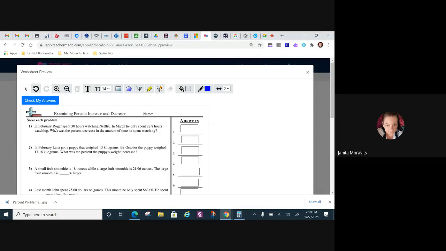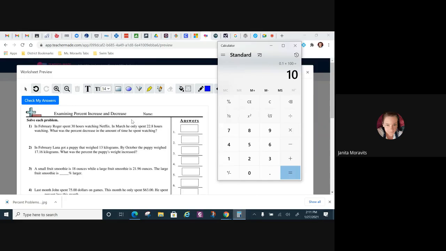Let's read through number 1. It says, in February, Roger spent 30 hours watching Netflix. In March, he only spent 22.8 hours watching. What was the percent decrease in the amount of time he spent watching? Well, they're telling you it's a decrease there. But he spent 30 hours in February, and in March, only 22.8. So how much did it change?